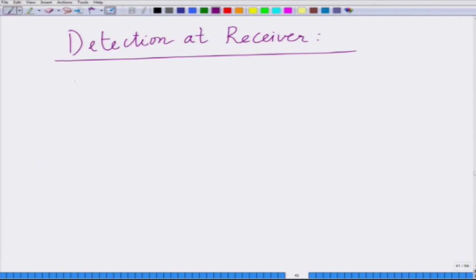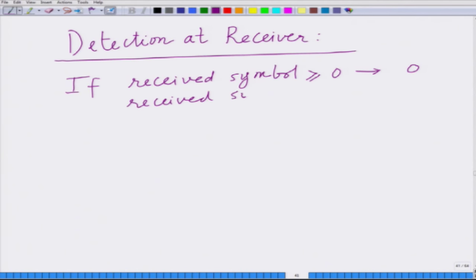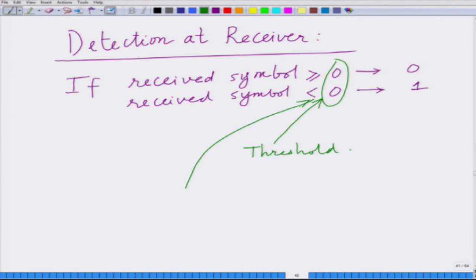So our simple detector at the receiver: if the received symbol is greater than or equal to 0, then we map it to the binary information symbol 0. If on the other hand the received symbol is less than 0, we map it to the binary information symbol 1. That is, 0 and 1 are the binary information symbols. If the received symbol is greater than or equal to 0, we map it to 0. If it is less than 0, we map it to 1. Therefore, 0 can also be thought of as a threshold. The 0 is basically the threshold of this detector, and this is a threshold based detection process.